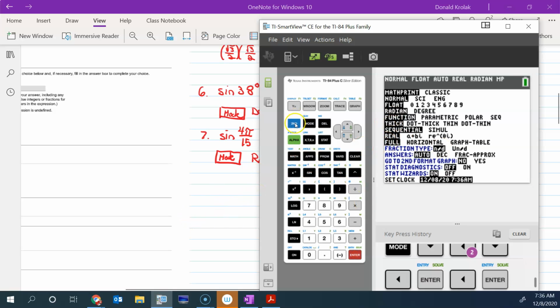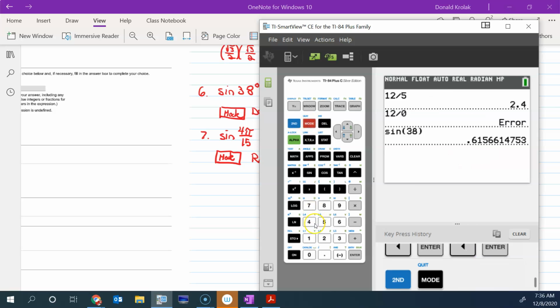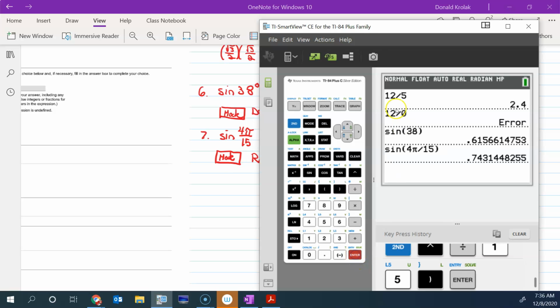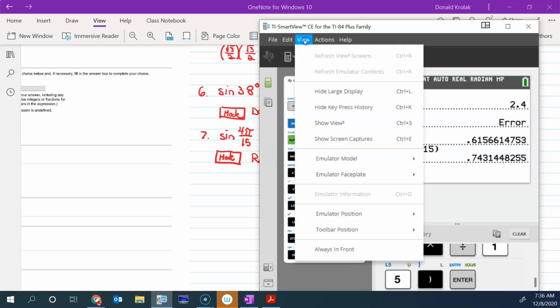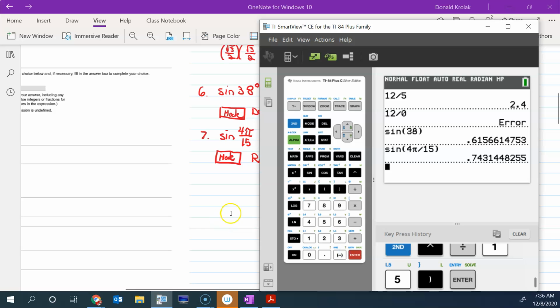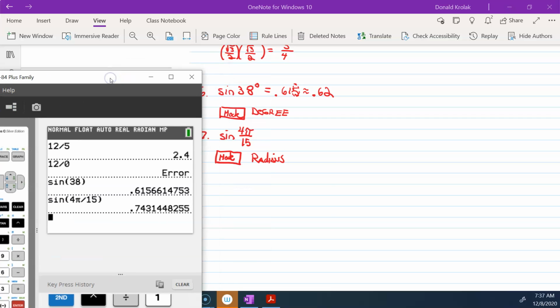And now I can just type that in. Quit. Sine 4 pi divided by 15. And then round that to 2 places. So 0.743 rounded.